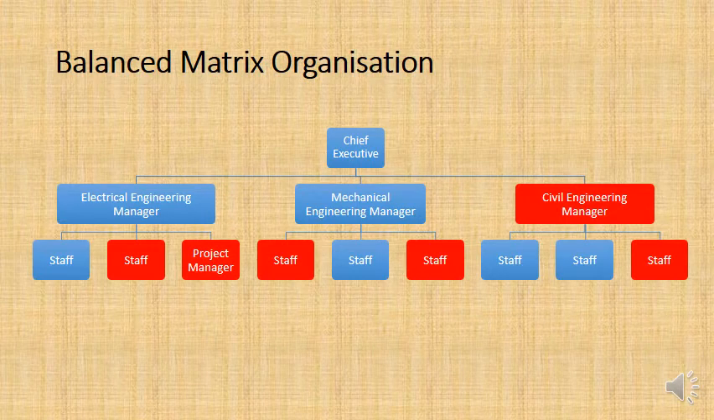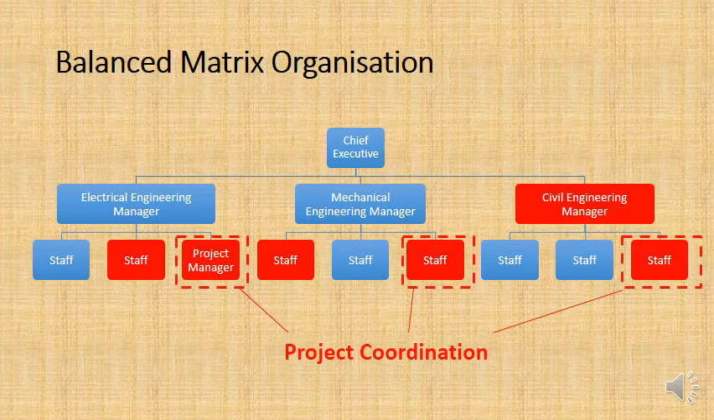Now, with the balanced matrix organization, this is exactly the same as the weak matrix organization, but now one of you has been given the responsibility to coordinate and be the project manager. Now, this doesn't necessarily have to be one of the department managers. It could be someone underneath. But now the project coordination is done by the project manager, and he may take one or two other people into his project management team for running the project.